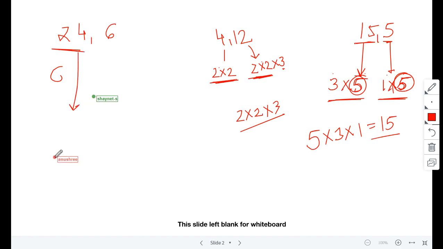Which means if you multiply 6, is 6 a prime number? 6 is not a prime number. So you can split 6 further into 3 times 2. Okay. Let me tell you what the prime numbers are. First define for me what the prime numbers are.